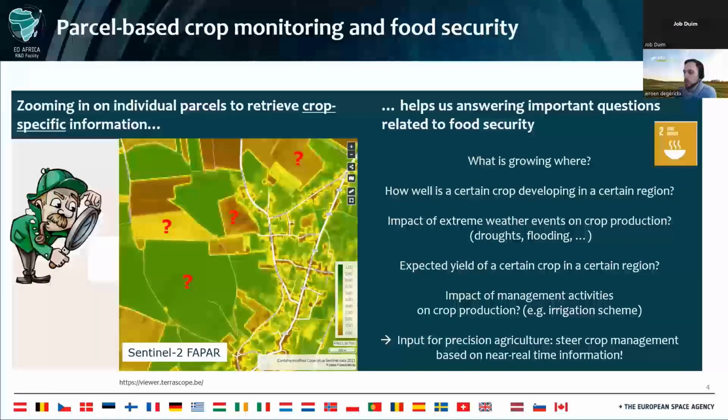For the individual farmer, there's an interest as well, of course, because based on this near real-time information that he gets for his crop on his fields, he is able to make better decisions in terms of crop management. So where to irrigate, for instance, when to apply fertilizers, etc. So this is the overall goal of the term precision agriculture. Based on real-time information, a farmer can make better decisions and boost his productivity.